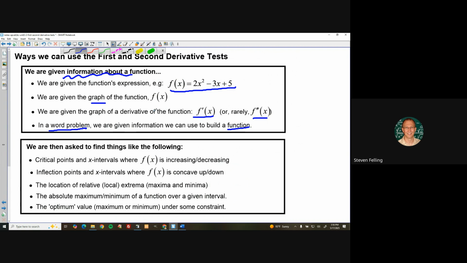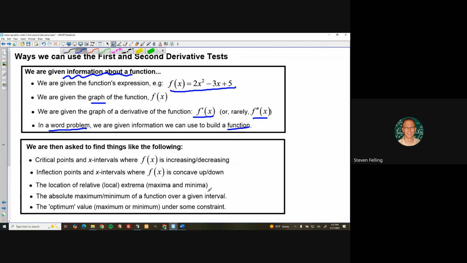And then you can use the first and second derivative test to answer questions like, where are the critical points, and where are the x intervals where f of x is increasing or decreasing? Where are the inflection points, and where are the x intervals where the function is concave up and concave down? We could use this to find the location of any relative or local maxima or minima points, and maximums and minimums together are called extremum or extrema. The plural is extrema. Or you could find absolute maximums and minimums of a function over a given interval, which we'll talk about later.